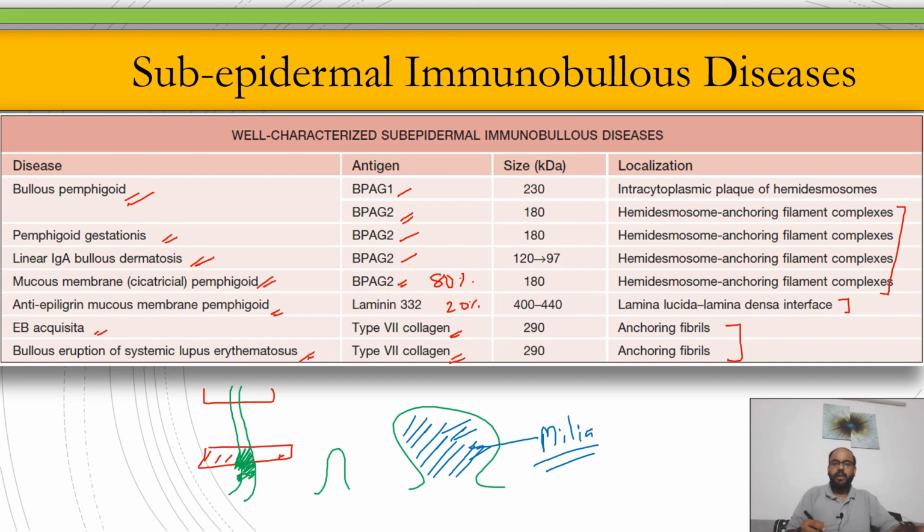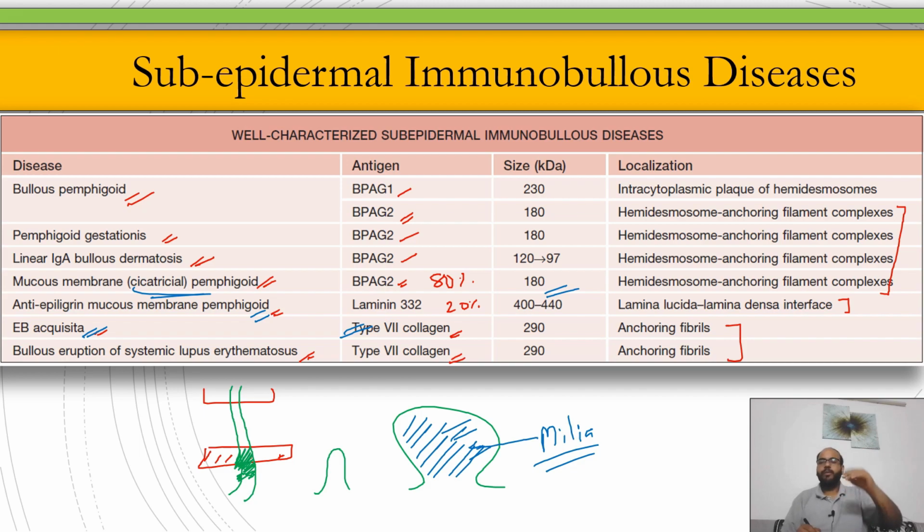Okay, and if you remember that in bullous pemphigoid you have tense bulla, you will automatically remember that the problem lies at the level of hemidesmosomes. When you remember that cicatricial pemphigoid heals with scarring, that means you know that it is at the level of lamina lucida and lamina densa. Okay. Anti-p200 pemphigoid, EB acquisita. If you've seen one patient of EB acquisita, you will remember. Okay, and that has significant scarring. Type 4 collagen. Sorry, type 7 collagen. Okay, so now you understand.